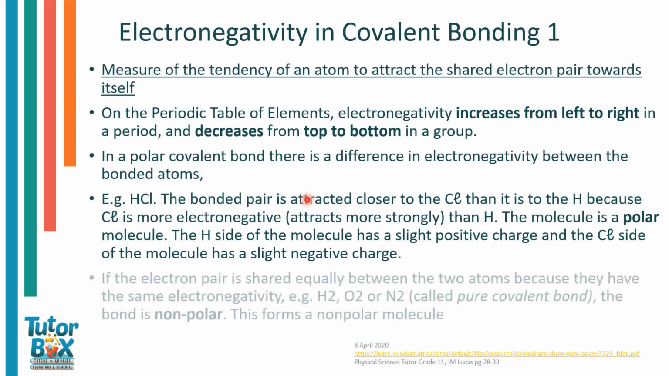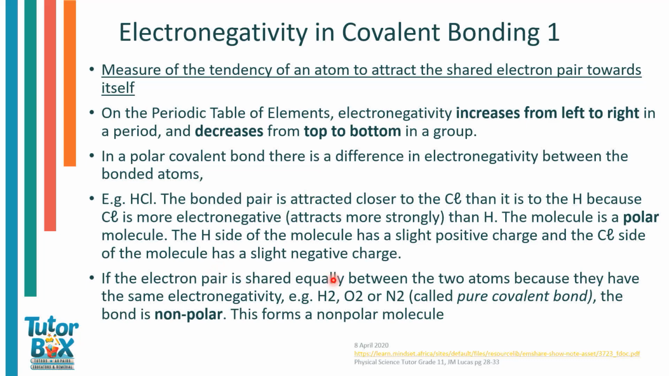If the electron pair is shared equally, however, they have the same electronegativity, then this is called a pure covalent bond. So there won't be any slight positive or slight negative, and so there are no poles, and the bond is called non-polar, and it can form a non-polar molecule.